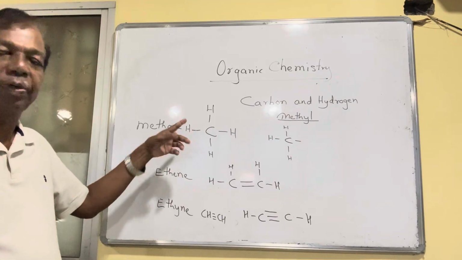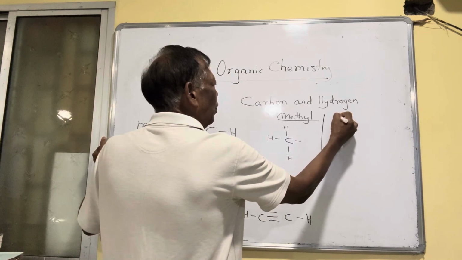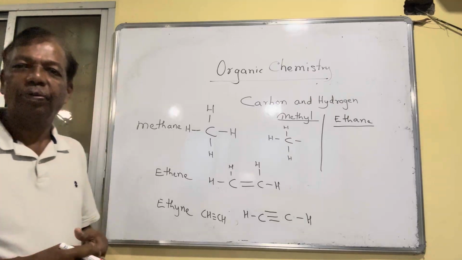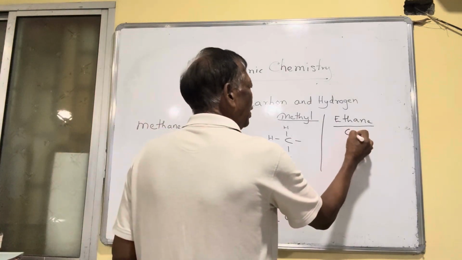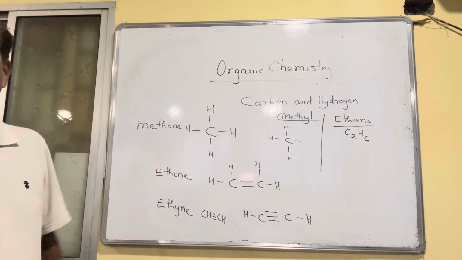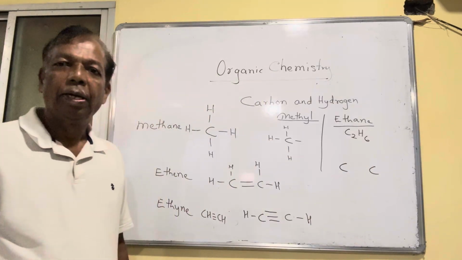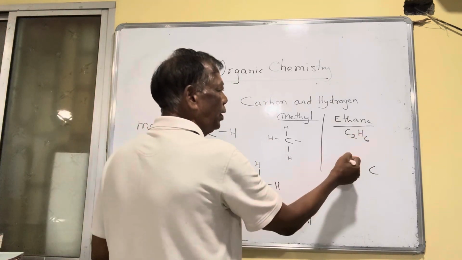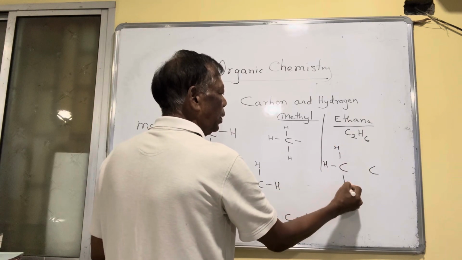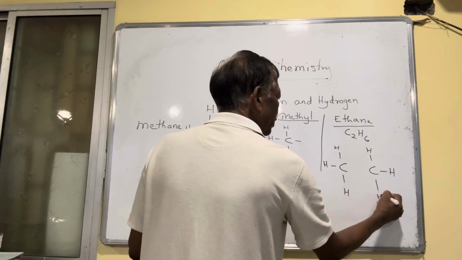Here I have taken just one carbon. Suppose you have ethane, with formula C2H6. How do you write the compound? You put 2 carbons first. After writing this, there are 3 hydrogens on one carbon and 3 hydrogens on the other. You put 1, 2, and 3 here, and here also 1, 2, and 3.